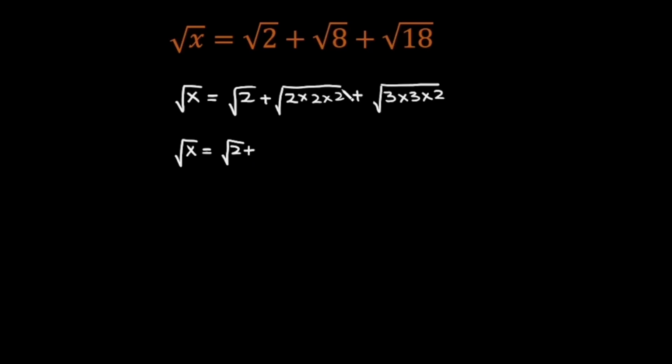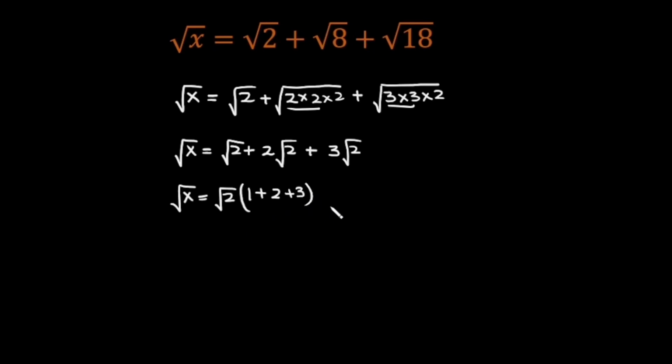plus from this square root, if I take this pair out from the square root, so this is 2 times √2, plus from this pair, if I take 3 out, so this is 3 times √2. So this is further equal to √x equals, take the √2 common from the right hand side, so this is √2 inside the bracket 1 plus 2 plus 3.